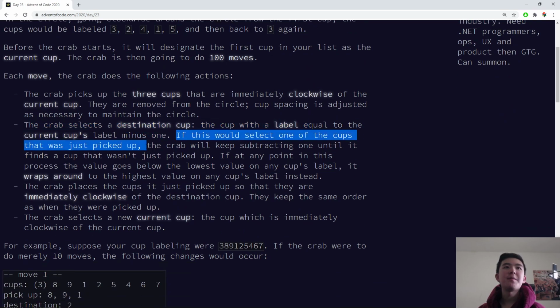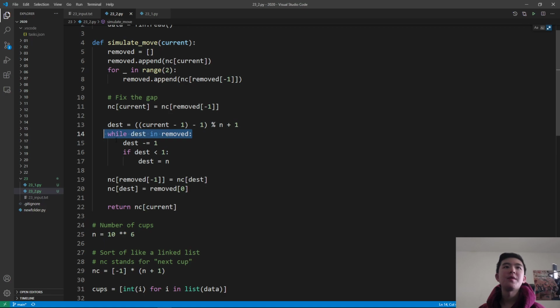It tells us to not select one of the cups that was just picked up, so we can't have it in removed. We subtract 1. If it goes below the minimum possible value, which is 1 in this case, then we need to set it to the highest possible value, which is n. So that's what this is for. You may notice that this expression is a little bit complicated, so we'll just go over it. So current minus 1, this is what we want to set destination to initially. After that, we want to make sure that it's not 0, because 0 is not actually a valid label for any cup.